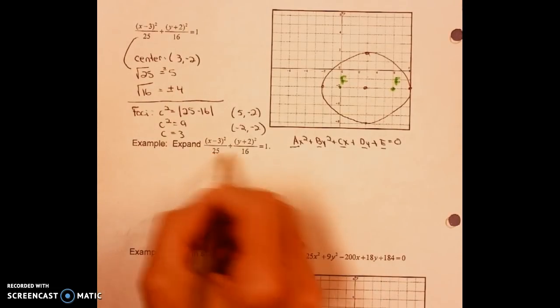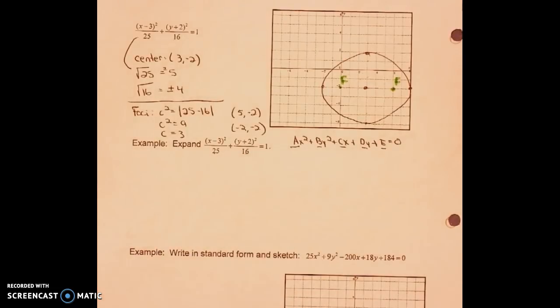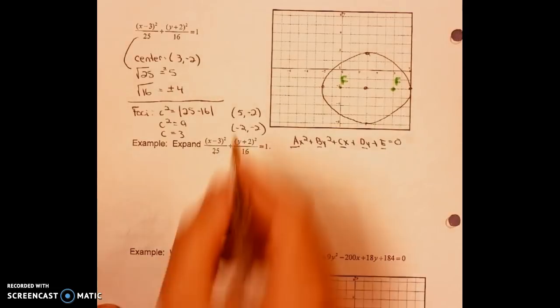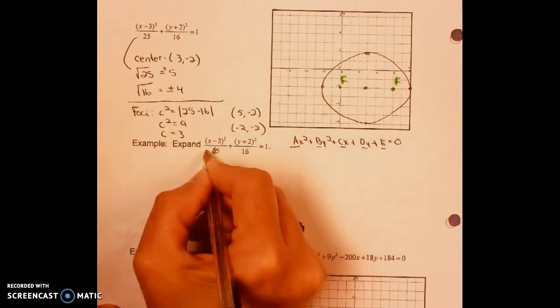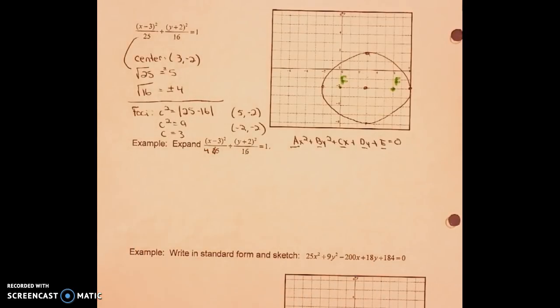So the first thing I need to do is think about the common denominator between 25 and 16. And I believe it ends up being, actually, let's do this. Let's make it a little bit easier. Let's take it back to a 4.